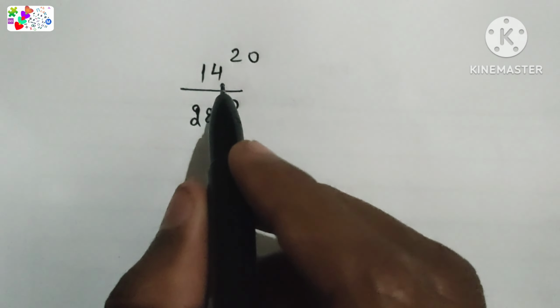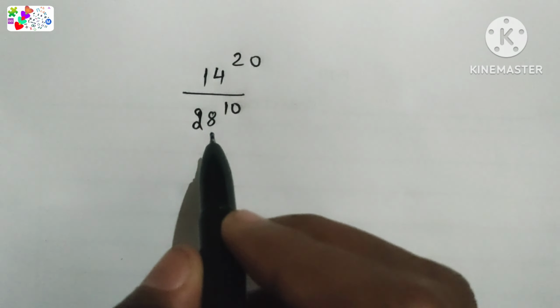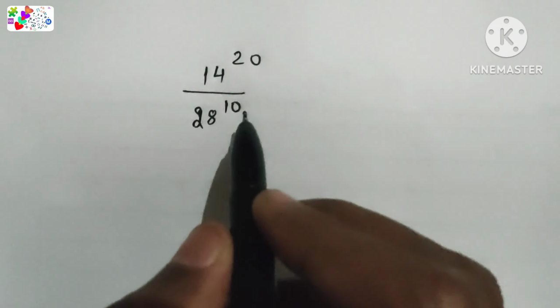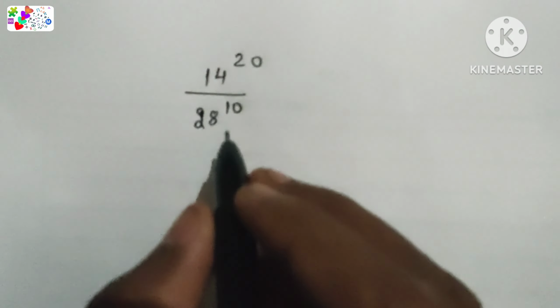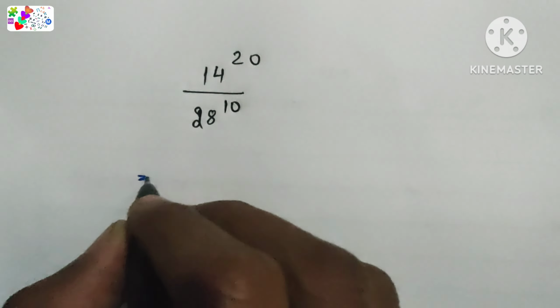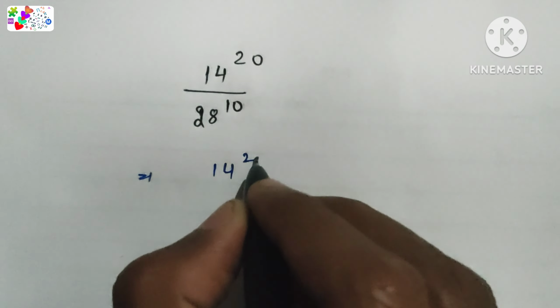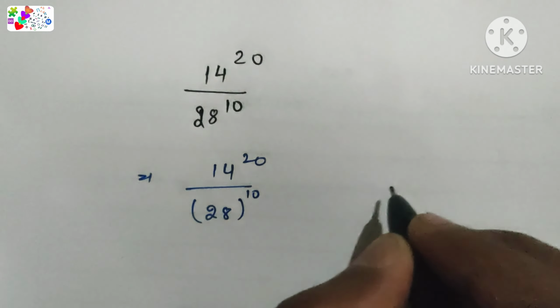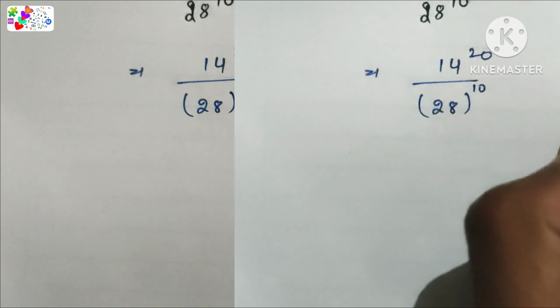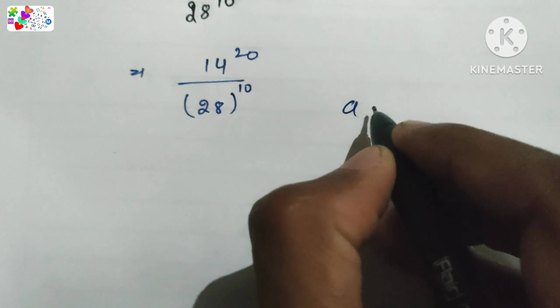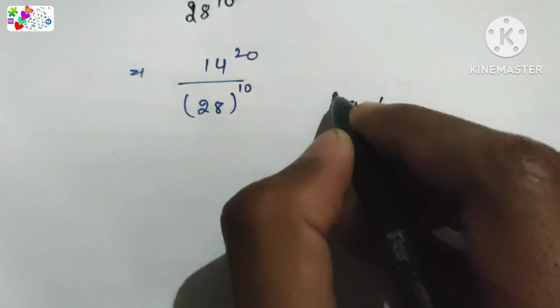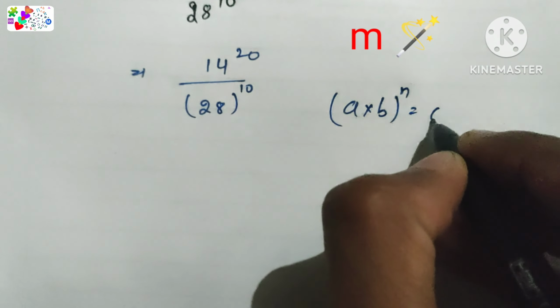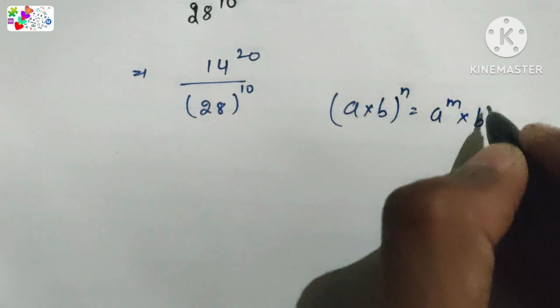Hello guys, here we have 14 power 20 in the numerator and in the denominator we have 28 power 10. So how to solve this? Let's start. First of all, we will write here 14 power 20 and 28 power 10, and we know that (a into b) power m is equal to a power m into b power m.